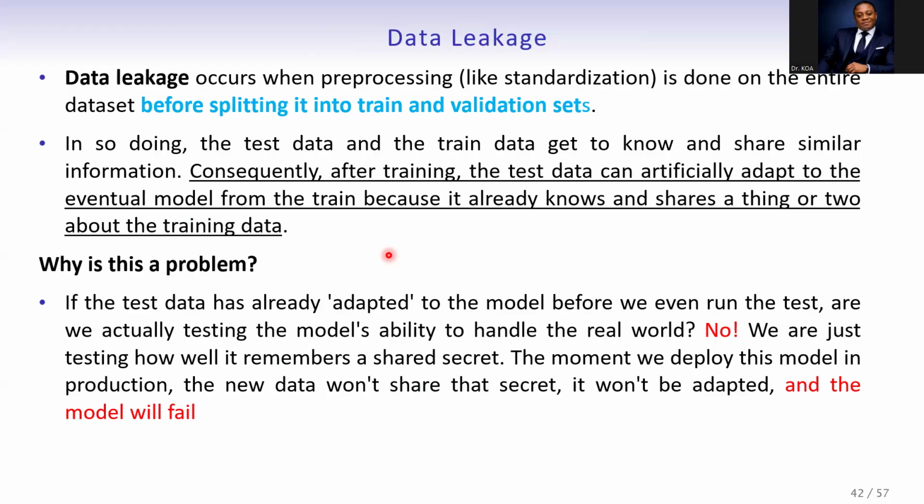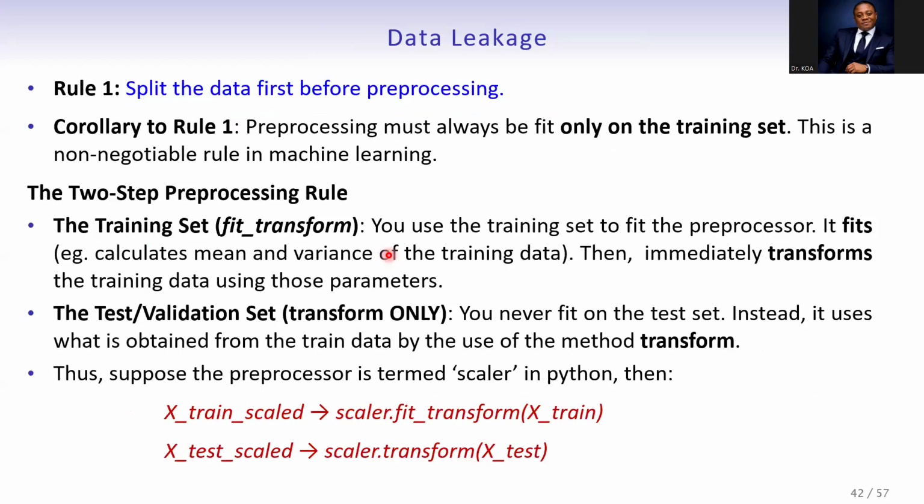Why is that a problem? Because if the test data has already adapted to the model before you even run the test, you're not actually testing the model's ability to handle the real world. We are just testing how well it remembers a shared secret. So the moment you deploy a model, the new data won't share the secret. It won't be adapted, and the model is going to flop. So rule number one: split the data before pre-processing. Write it down. It's very important.